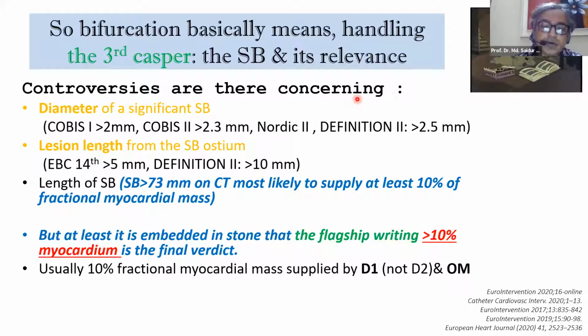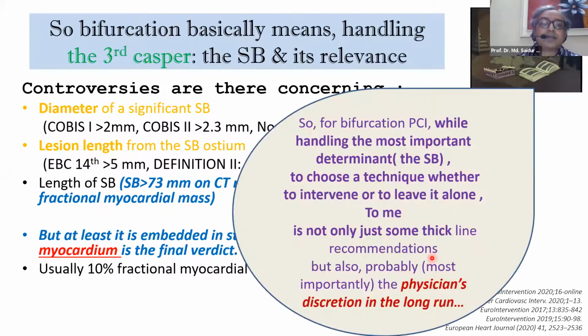But what is uniform is that if we do a CT angiogram, you can measure the length of the side branch, and more than 73 millimeter usually supplies more than 10% of the myocardium. And that one is the flagship criterion. When it happens, in that case, that side branch we will have to handle. And in case of non-left main, the diagonal ones and the OM branches actually supply, in most cases, more than 10% myocardium.